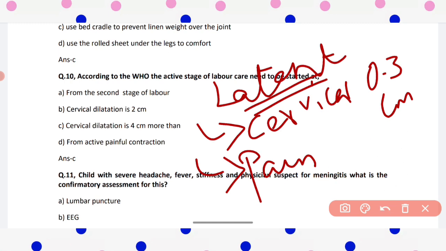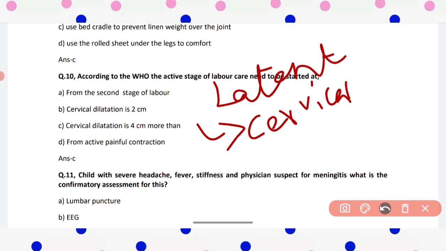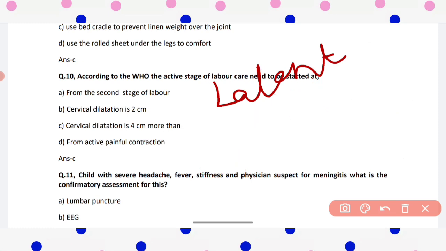So in latent phase or active phase, whatever it is, we have to consider 3 things. That is cervical dilatation, pain and contraction. In latent phase, cervical dilatation is only 0 to 3, pain like a menstrual cramping pain, and contraction is more than 5 minutes apart. It lasts for 25 to 35 seconds. Okay, these are all the golden points here.